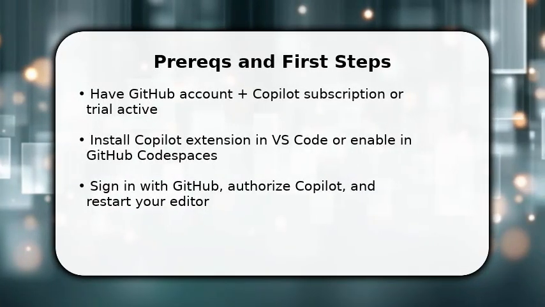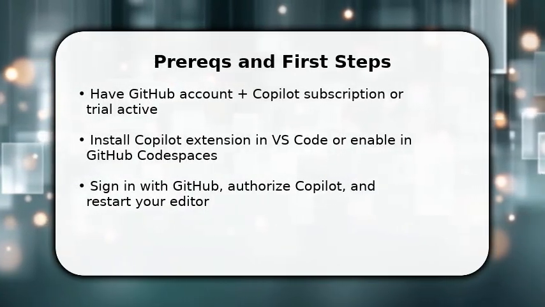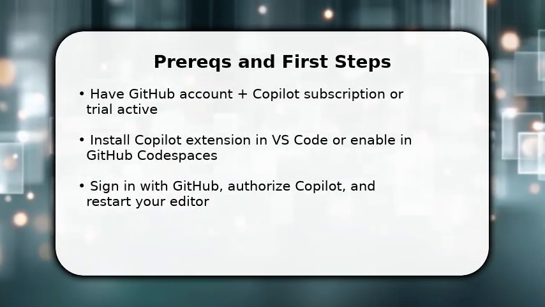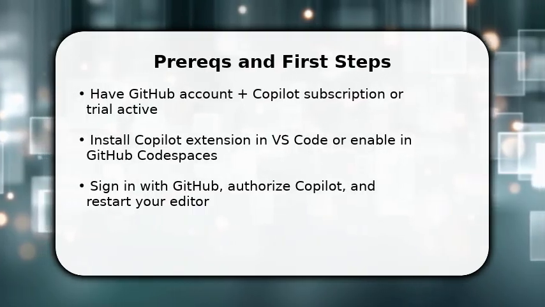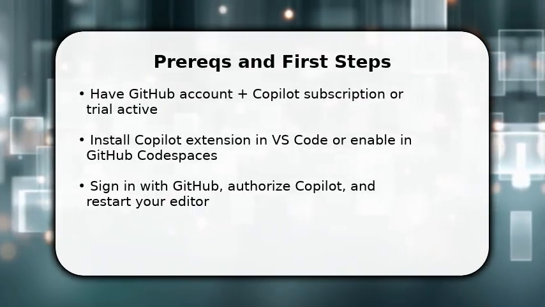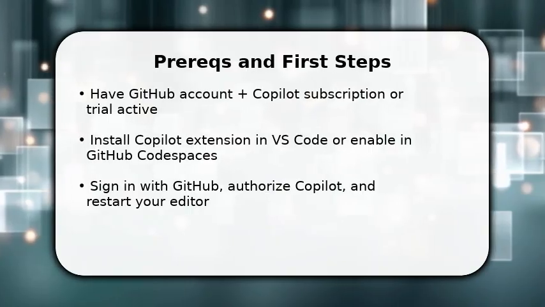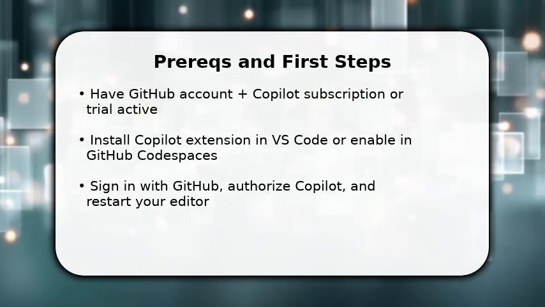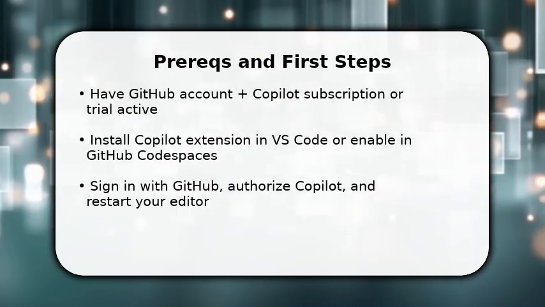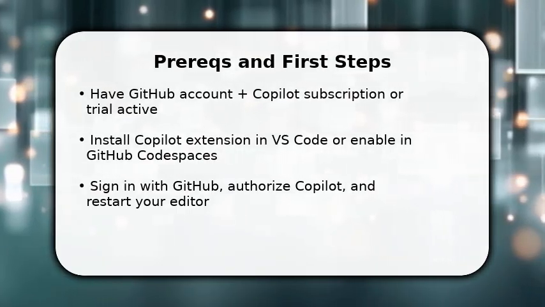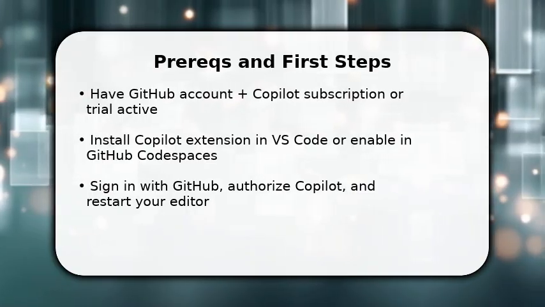You start by confirming prerequisites: GitHub account, active Copilot access, and a compatible editor. Once those are in place, open VS Code and install the GitHub Copilot extension. Sign in with your GitHub credentials and authorize the extension. Make sure to restart the editor so background services initialize.